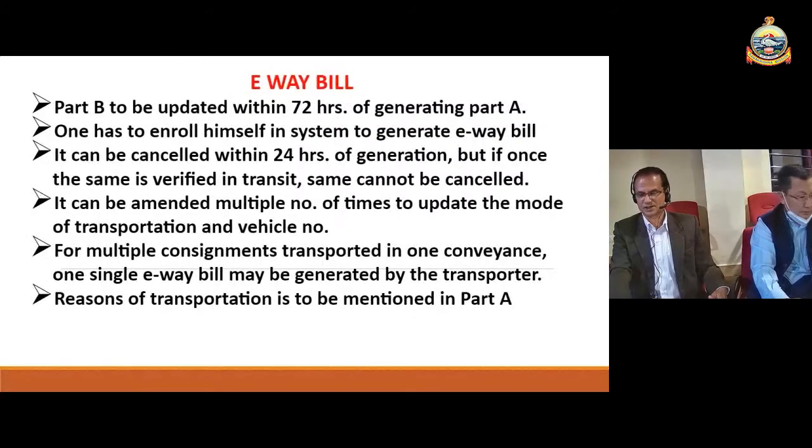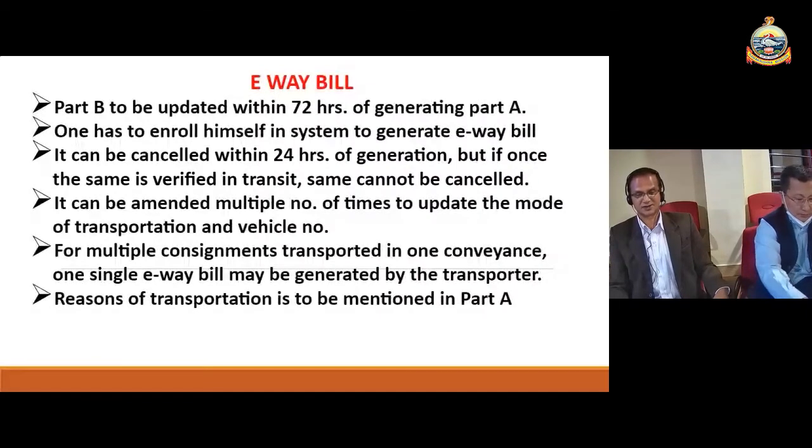That means you have generated Part A today. Within the next 72 hours, Part B has to be filled in. Otherwise, Part A automatically becomes invalid. And before generating, you have to enroll yourself in the e-way bill portal. Anything which is generated in Part A or Part B also filled in, it can be cancelled within 24 hours. Supposing this is verified in transit by the GST officers, then this cannot be cancelled.